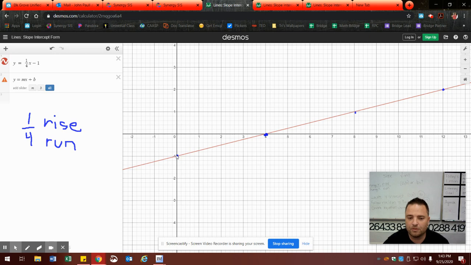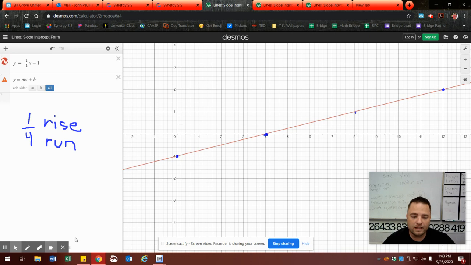The relationship between all of the points is actually a ratio between 1, which is my change in y, also known as my rise, and a change in x, also known as my run, which is a 4. So it's 1/4, 1/4, 1/4. This is how you created a graph.